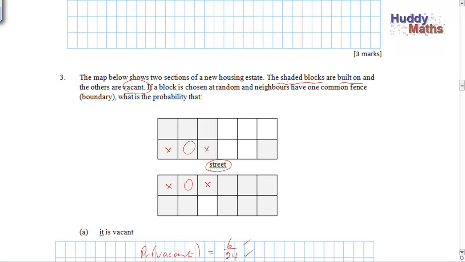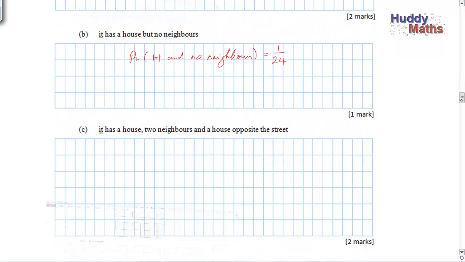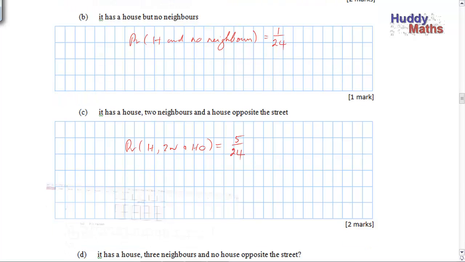Is there another one? These are not in it because there's not a house on the opposite side of the street. This one's in it because it's got neighbours. This one's not in it because it hasn't got neighbours. So what do we reckon there are? I reckon there are 5 out of 24. Okay, so probability house, 2 neighbours and house opposite, if you like, is 5 out of 24. Get the idea? Not too hard, that.